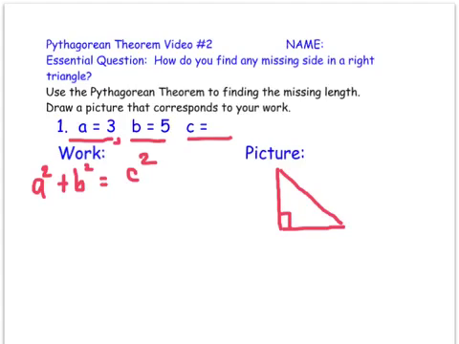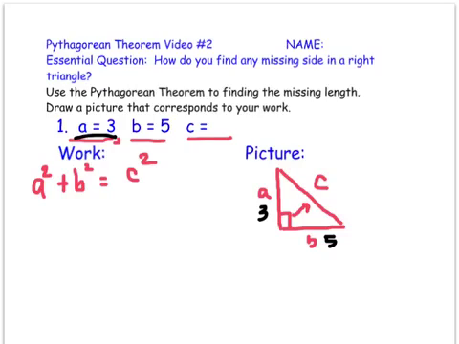Now, we know the hypotenuse is across from the right angle. So we know that is going to be the hypotenuse, which is also going to be our C. So this is going to be A, this is going to be B. Okay, so there's our little picture. Well, I know that A right here is 3. My B is 5, and my C is what we're looking for.